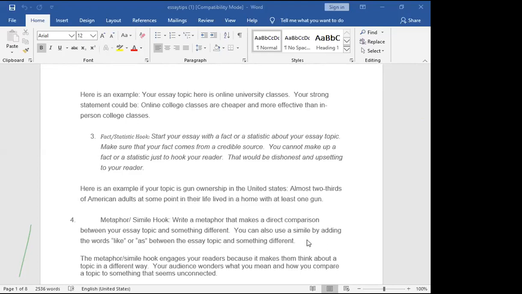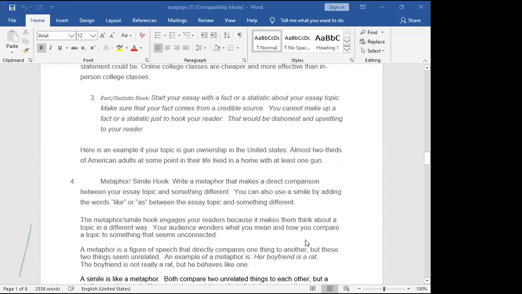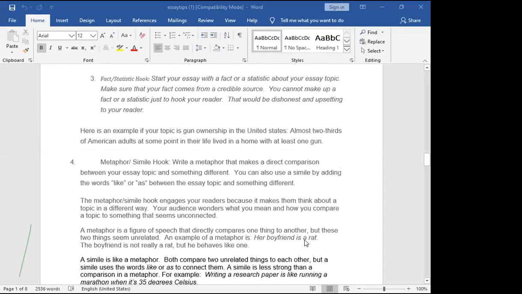You can also use a simile by adding the word like or as. Oh, it was as crazy as, I don't know, it was like a movie scene. It was as crazy as a hyena party, something like that. So the metaphor or the simile hook engages your reader because it makes them think about the topic in a different way. It makes me, the marker or the reader, think that your writing is of first class and your story is really worth enjoying.